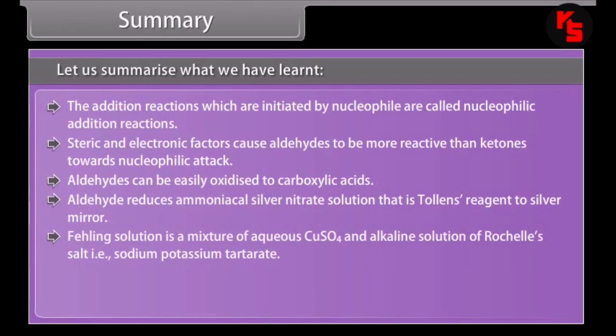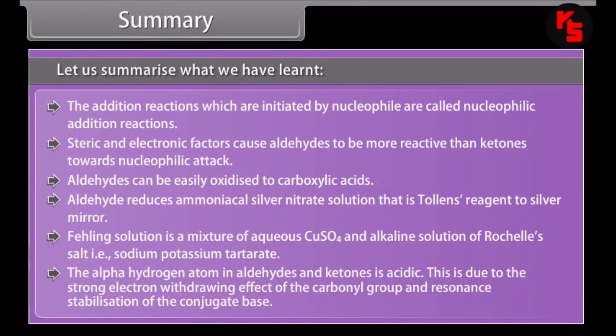Fehling's solution is a mixture of aqueous copper sulfate and an alkaline solution of Rochelle's salt, that is sodium potassium tartrate. The alpha hydrogen atom in aldehydes and ketones is acidic. This is due to the strong electron withdrawing effect of the carbonyl group and resonance stabilization of the conjugate base.